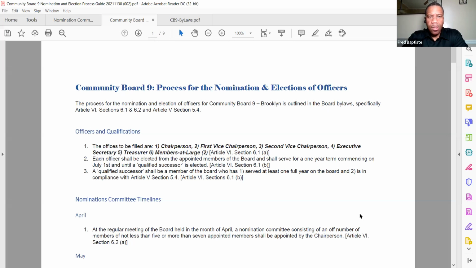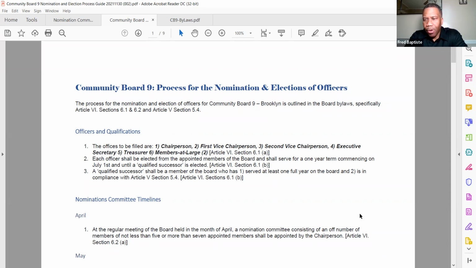So as you can see, it says there are 7 officer positions on the board. The board officers are selected from the appointed members of the board and serve a term of 1 year, commencing on July 1st until a qualified successor is elected. A qualified successor should be a member of the board who has served at least 1 full year on the board and is in compliance with Article 5. So where this is going to be important is if anyone just joined the board as of this spring, they would be ineligible. They would not be eligible to run for the vacant executive secretary position.